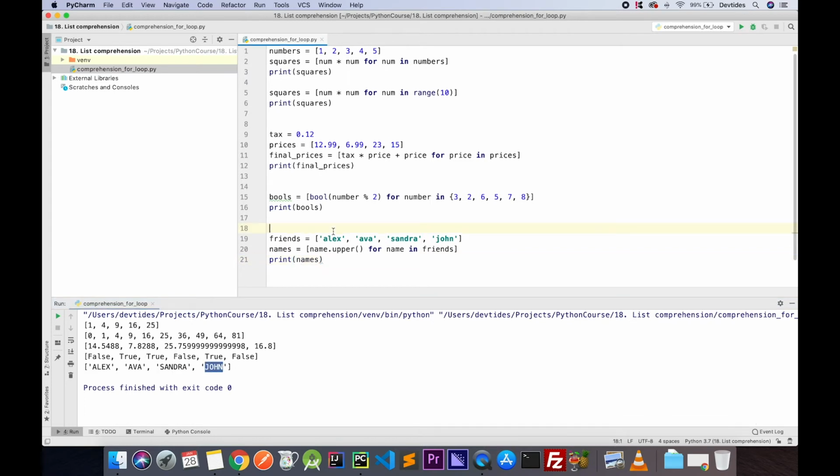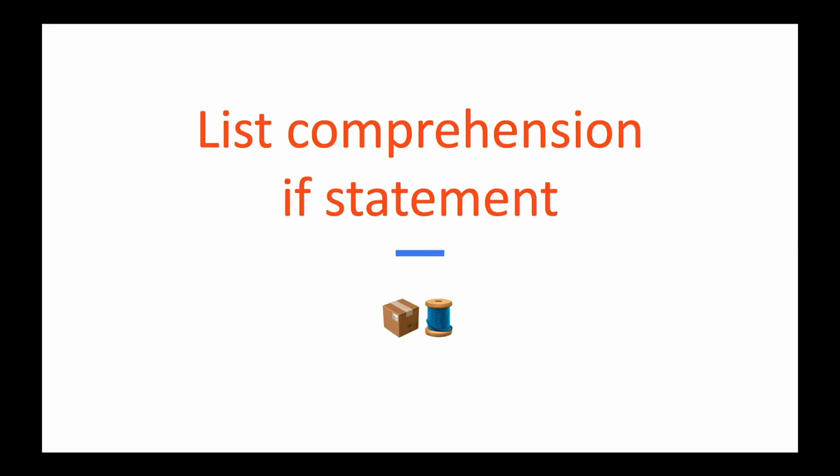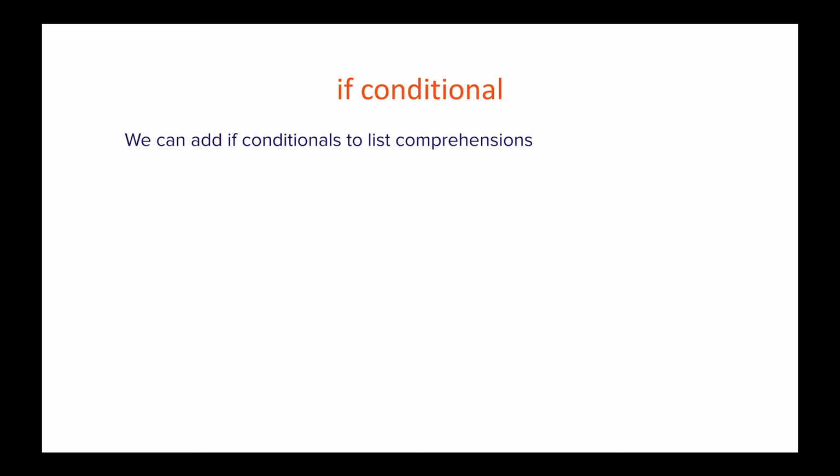So we can see how easy it is with list comprehension with for loops. It is very easy to convert one iterable into a list by applying some sort of operation to it. Right, so another way to do list comprehension is with the if statement. And the structure is very similar to the for loop. Okay, we can add if conditionals to list comprehension.